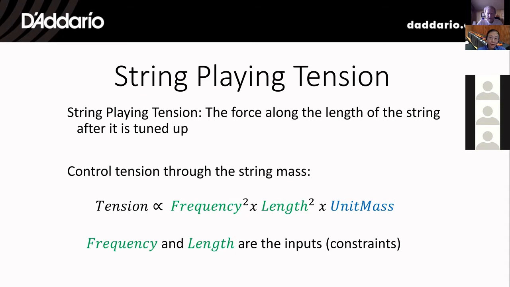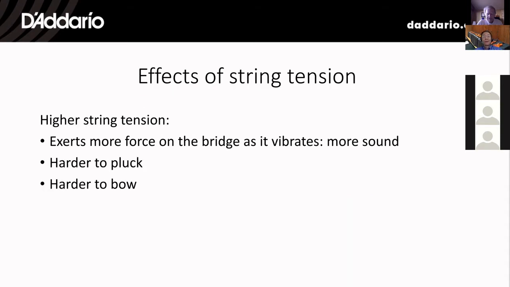What are the effects of string tension? Well, if you have a higher string tension, it exerts more force on the bridge as it vibrates, which gets transmitted to the body of the instrument, and it should, all else being equal, produce more sound. Now, this is the dynamic vibrating force. I'm not talking about the static force exerted on the top of the bridge on the top of the instrument and its effect, which Joseph Curtin will talk about in the next talk.